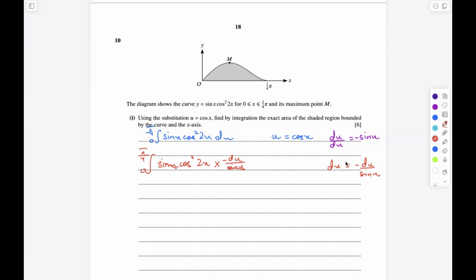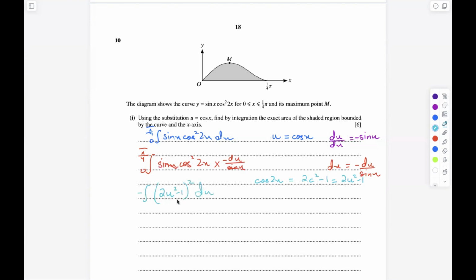Now we are left with cos squared 2x, and as the substitution is u equals cos x, we know the identity for cos 2x is 2 cos squared x minus 1. In place of cos squared x, we can put u squared. So this will become 2u squared minus 1, and as it is a whole square, we put a whole square over here, minus du.